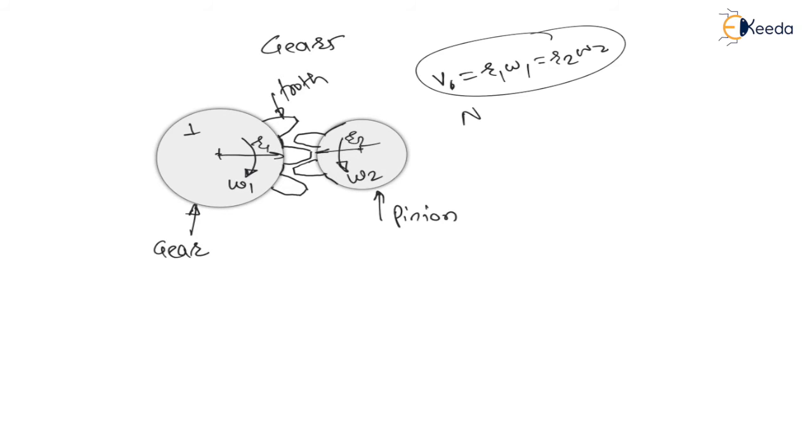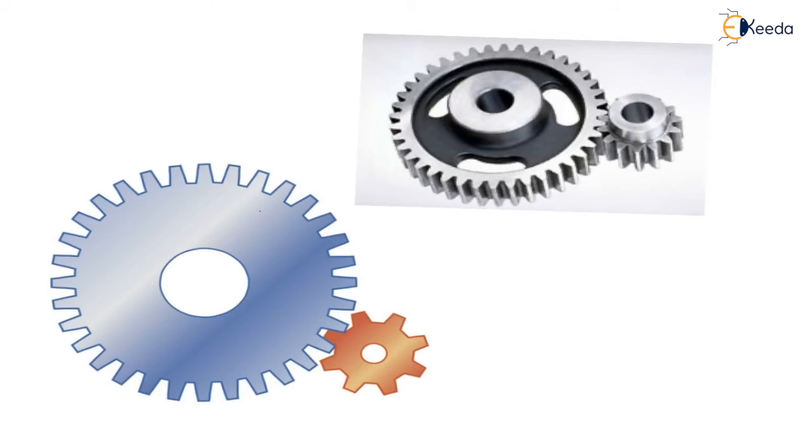That is, there is no slip drive. It is no slip drive, also called positive drive. Therefore gear is a positive drive. Now here you can see the larger one is called gear and the smaller one is called pinion.